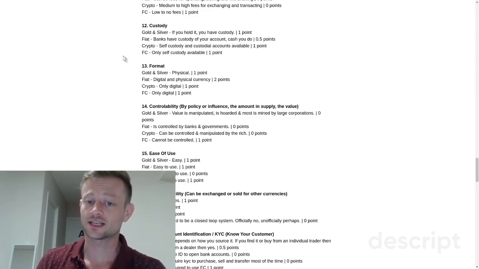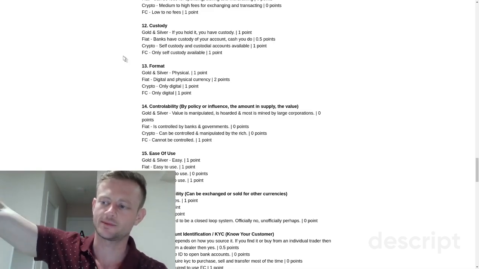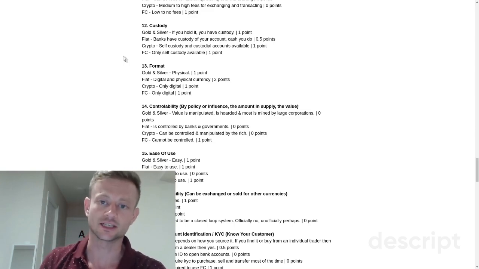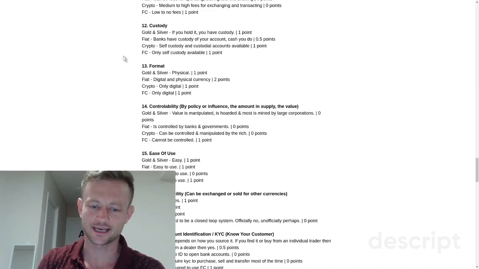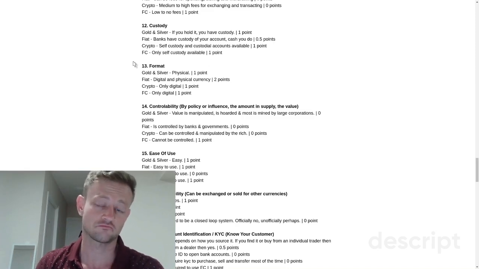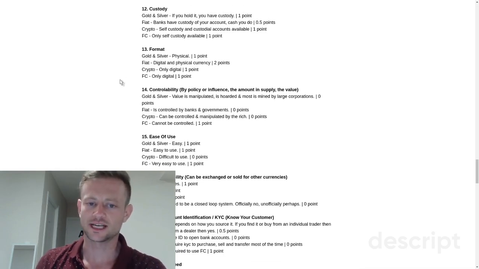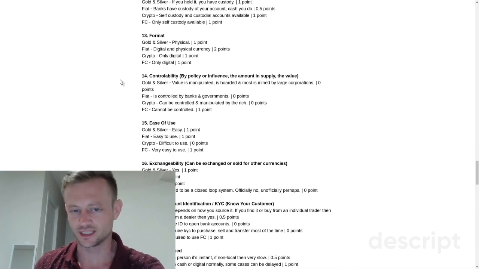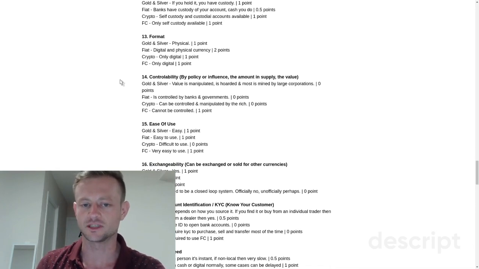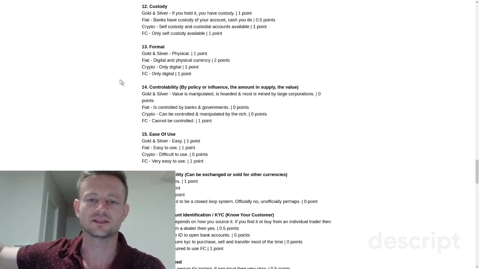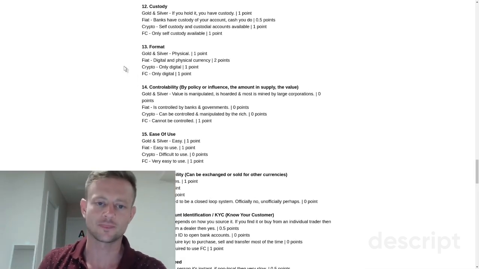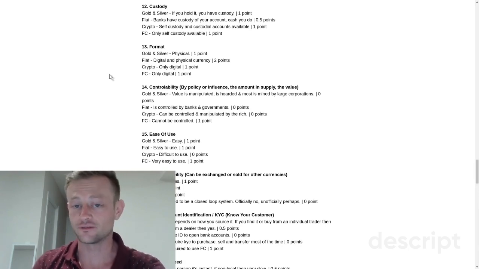Crypto, there are self-custodial and custodial accounts. If you have a custodial account, it means someone else is really in control of your money, but you can have self-custody accounts, which is good. With freedom credit, only self-custody available, meaning only you have control. The format, gold and silver, is physical, it's not digital. I mean, you can get some digital gold and silver, but you'd call that a totally different currency. Fiat, digital and physical.